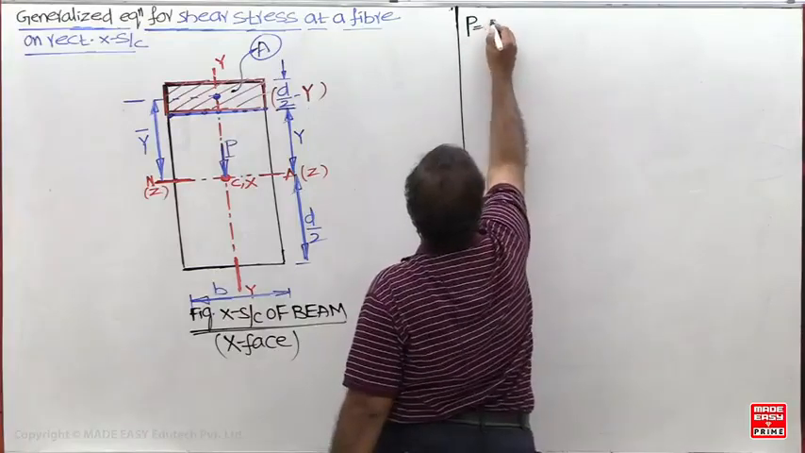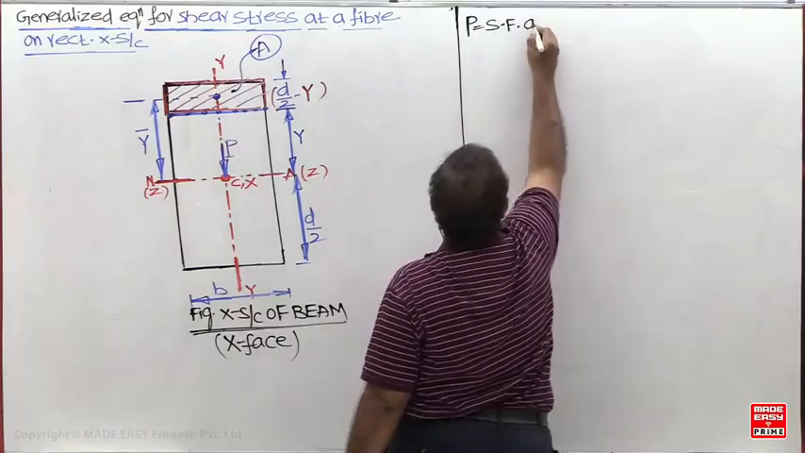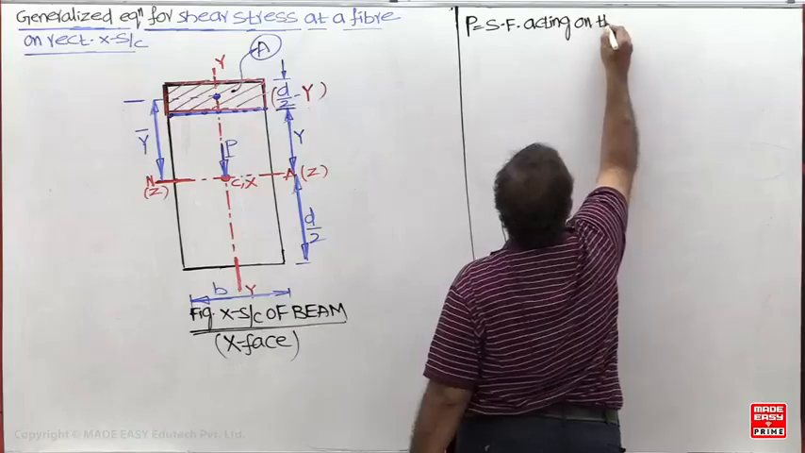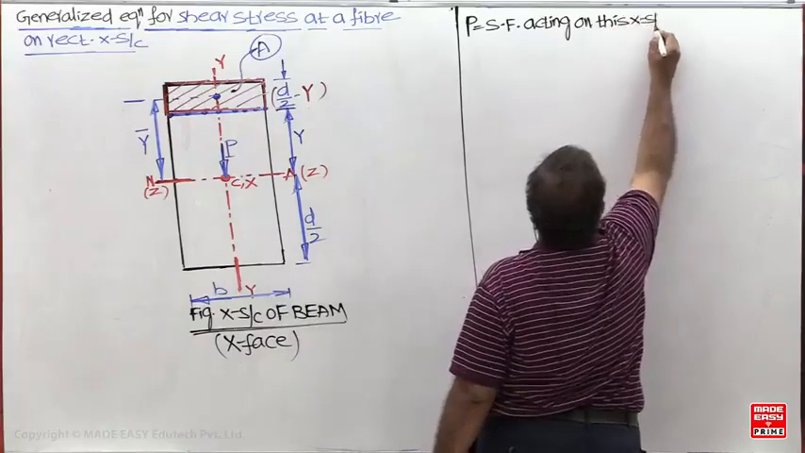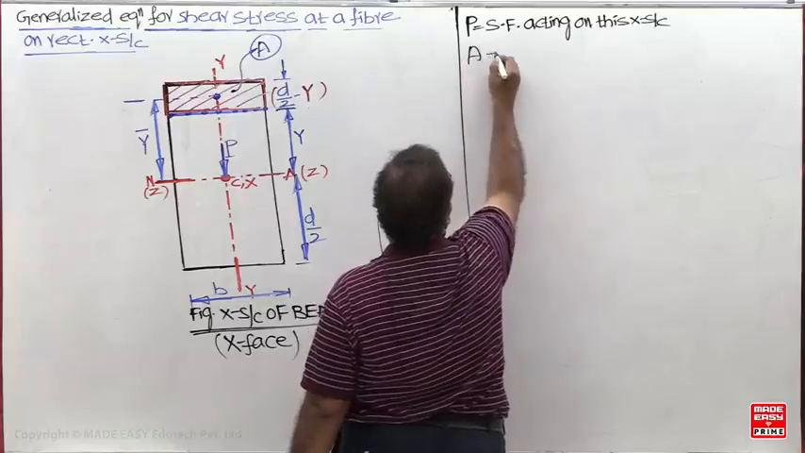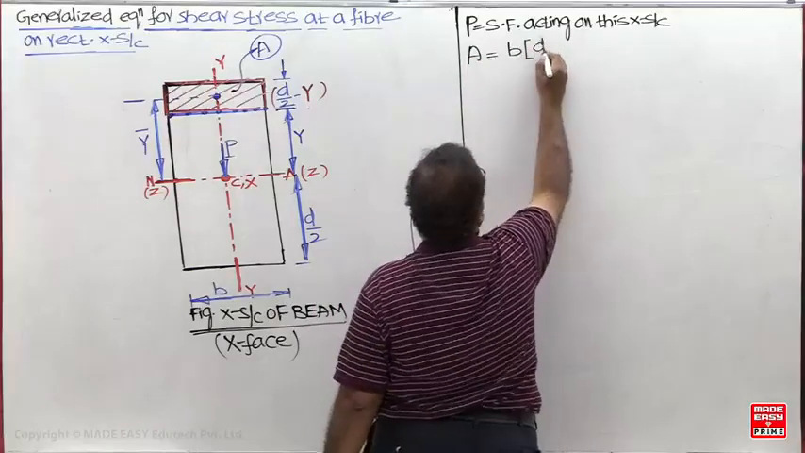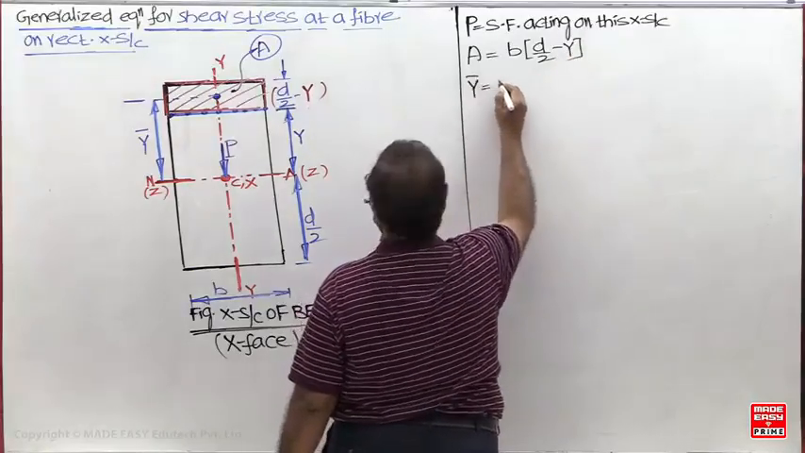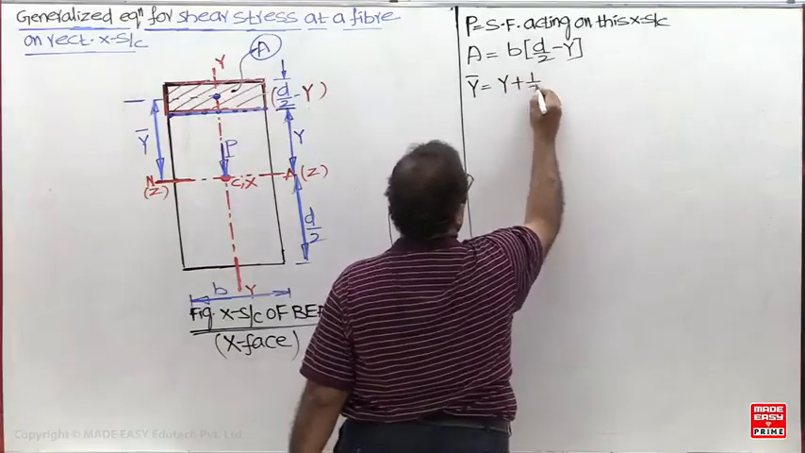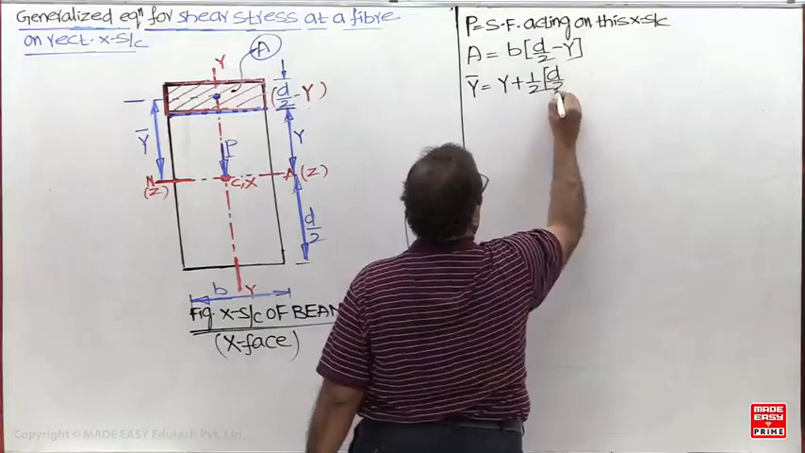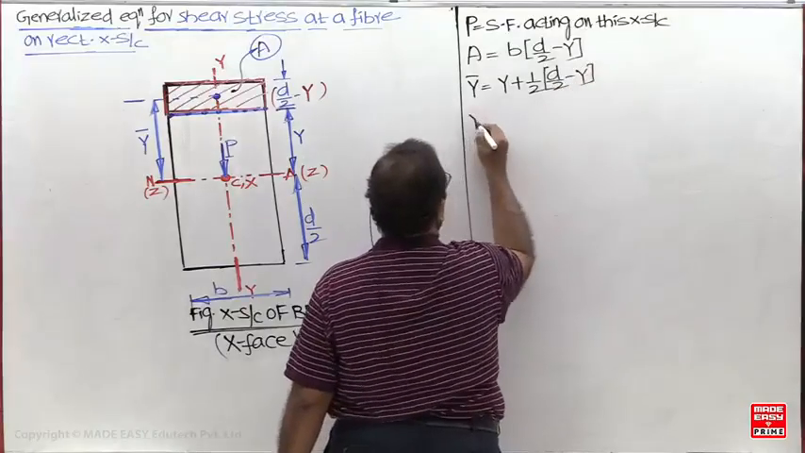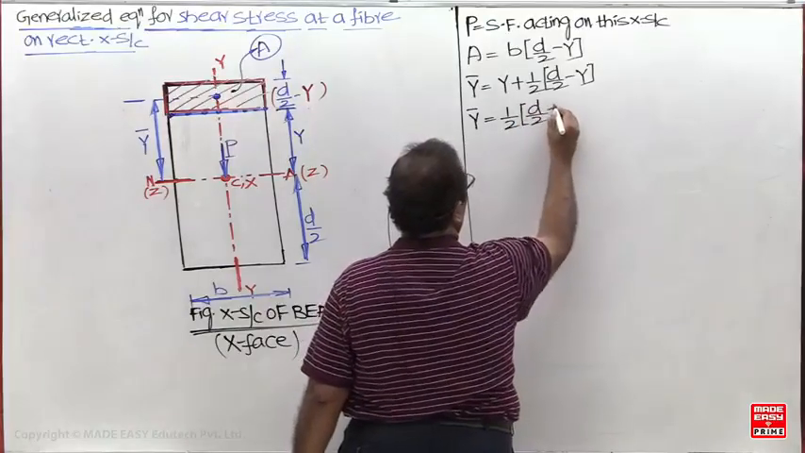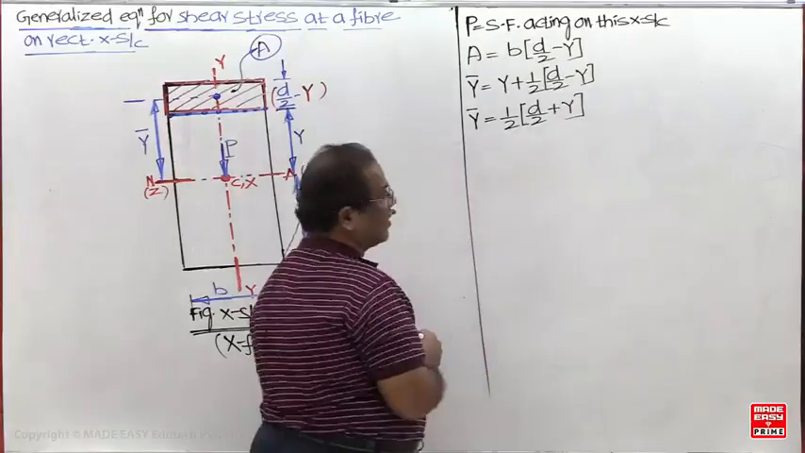So P is the shear force acting on this cross section. Next, what is the A? What is the area value now? B into the thickness. What is the Y bar value now? Y plus, for a rectangle you will get the centroid exactly at the middle. So what is the Y bar value now? Half, D by 2 plus Y.